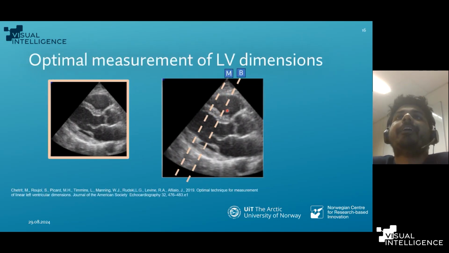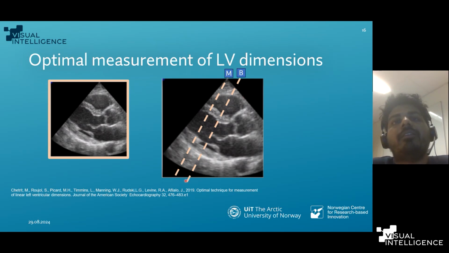And also, the previous B mode, brightness mode based approaches are trained with annotation labels at the basal level. The basal level is the level at the mitral valve tip. So this is the mitral valve tip, and they don't offer any flexibility to perform measurements at any level other than the basal level.